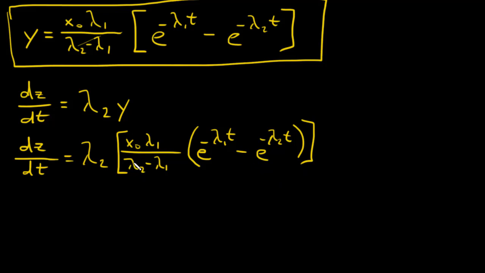So I'm going to separate variables. I'm going to move all of the stuff that is z over on the left and everything that's t over on the right. And what do you know?